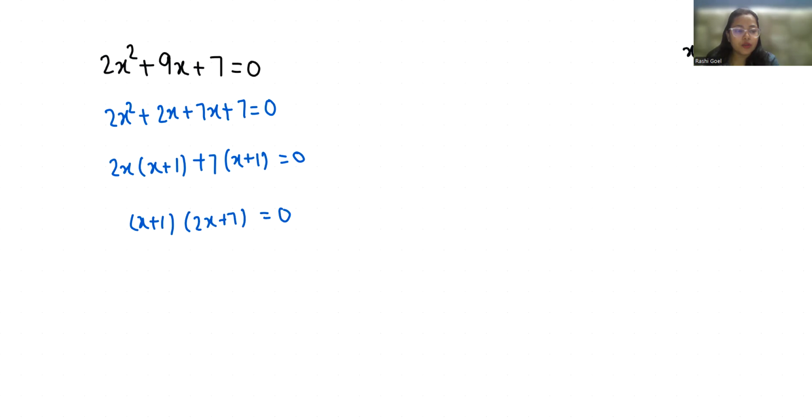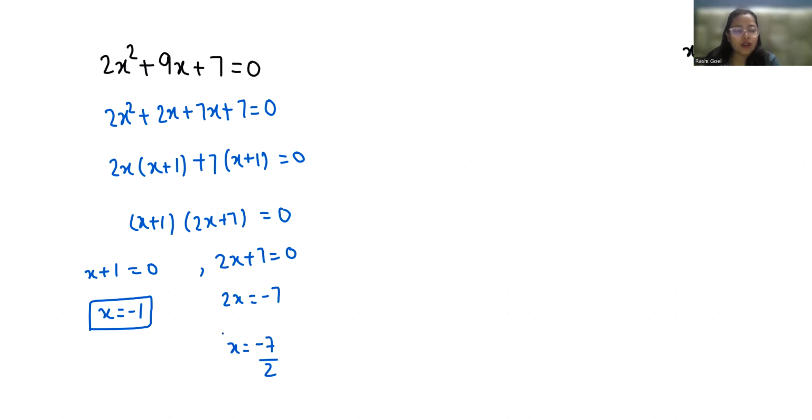Now to find the roots, put each factor equal to 0. First, x + 1 = 0, so x = -1, and 2x + 7 = 0, so 2x = -7, x = -7/2. These are the two roots of this quadratic equation.